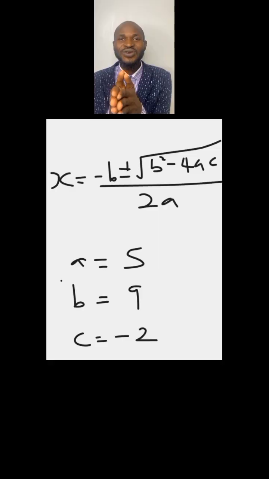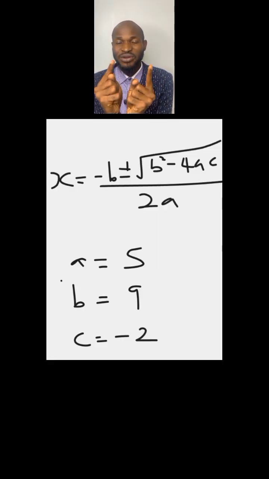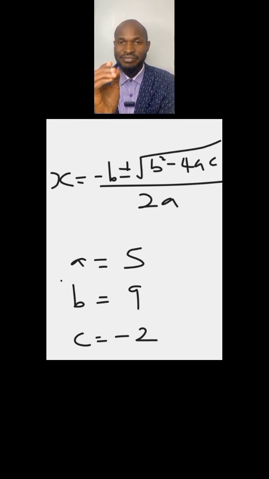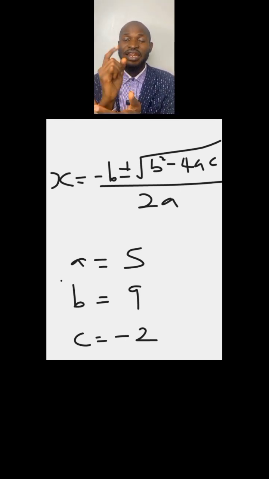So we'll just use the equation x is equal to minus b plus or minus the root of b squared minus 4ac over 2a. Now let's substitute our numbers into this equation. So our 9 will take the place of b, our c is going to be minus 2, and our a is going to be 5.